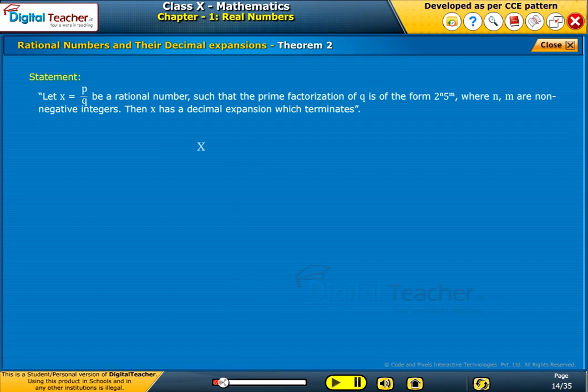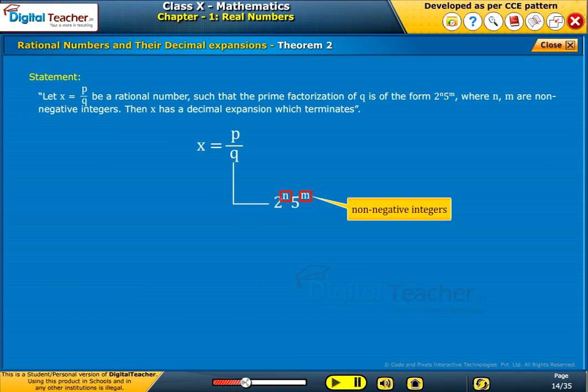Let x is equal to p by q be a rational number, such that the prime factorization of q is of the form 2 power n, 5 power m, where n, m are non-negative integers. Then x has a decimal expansion which terminates.